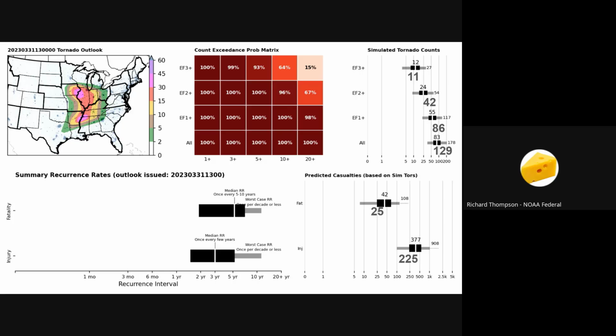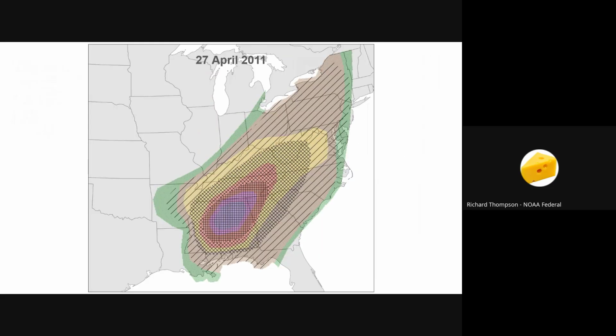If it had hit the towns in Iowa, this would skew the distribution clearly to the right. And then if you're interested, there's also recurrence intervals for this type of forecast, and you can see that the median is a once every 5 to 10 year type forecast for the whole CONUS. Okay, so let's go with some of the big ones.